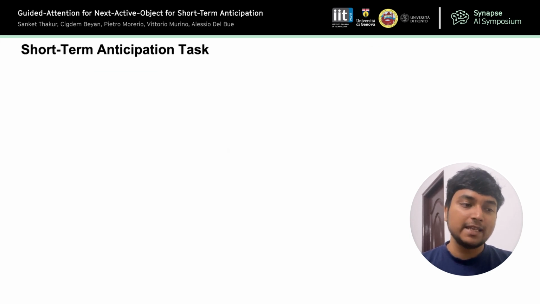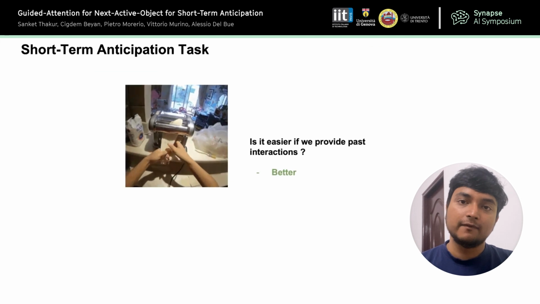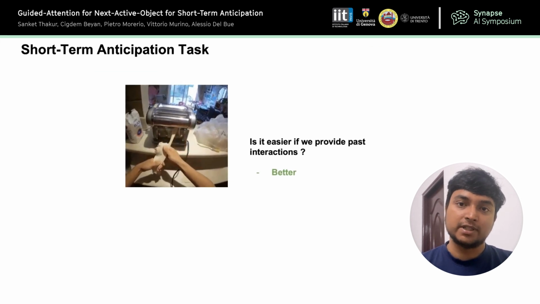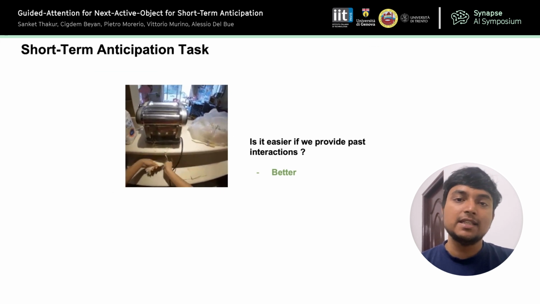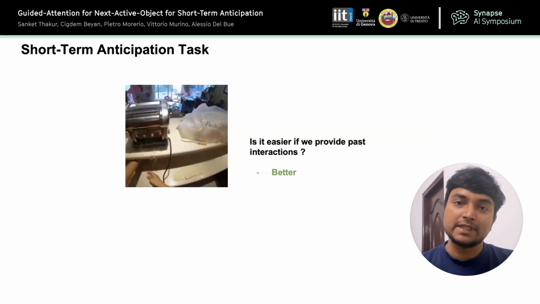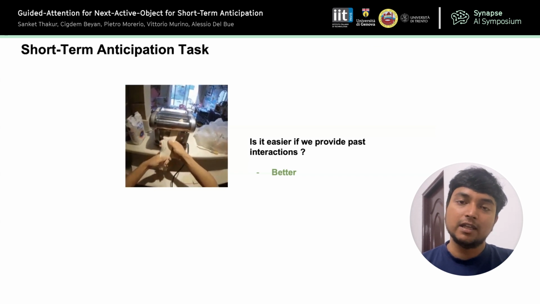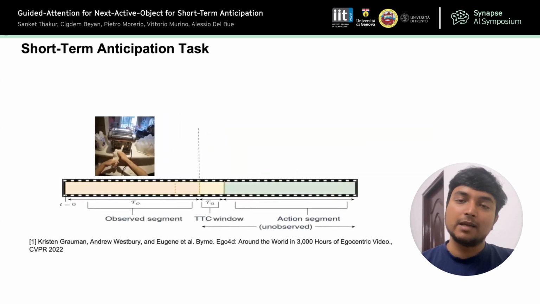But if we replace this image with a video clip describing the person's past interaction with the objects, then it's relatively easier for a model, and for a person as well, to identify which object the person will interact with in the near future, which basically comes down to defining the short-term anticipation task.